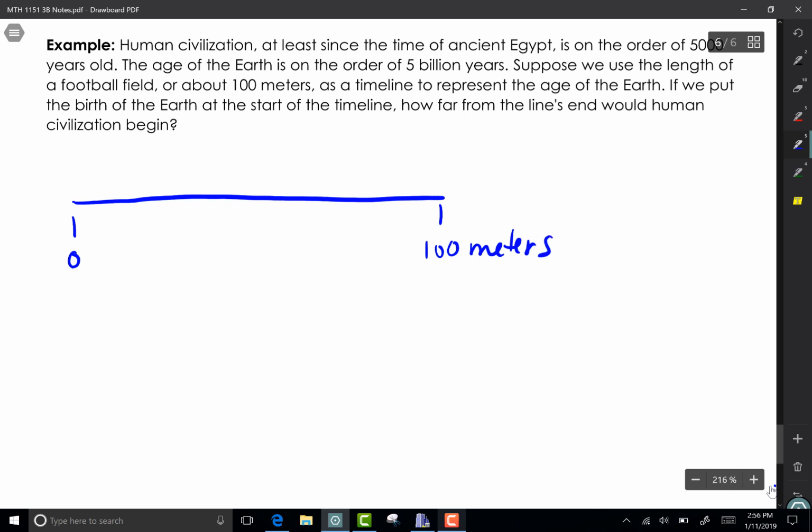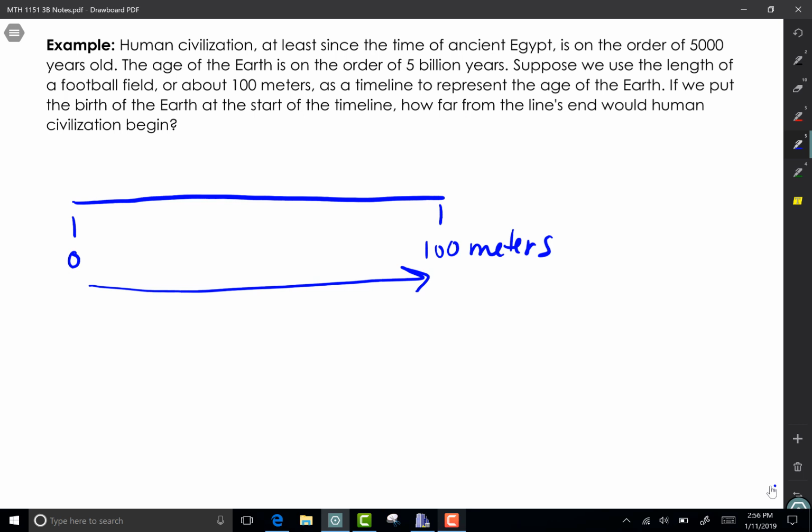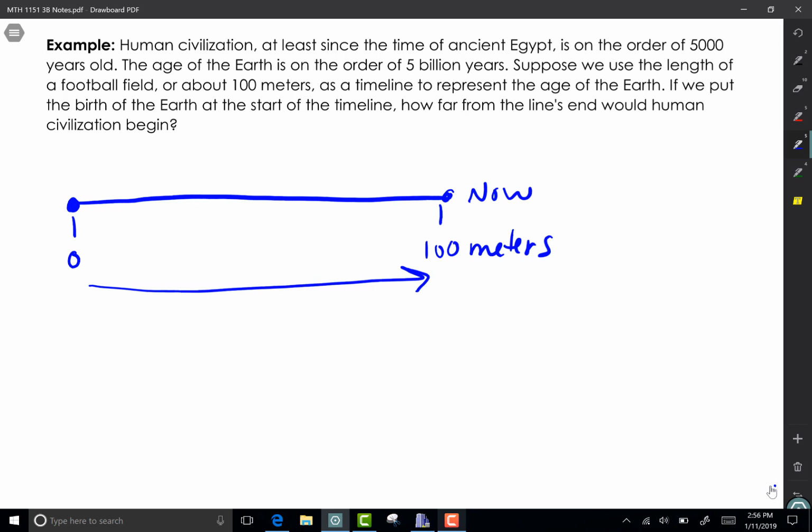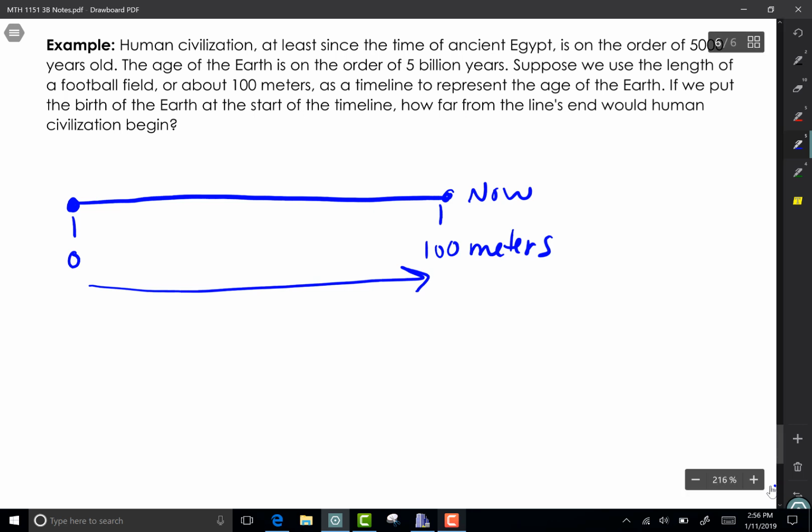approximately. And this is the age of the Earth from here to here. This is the timeline of how old Earth is. We want to figure out if we put the birth of Earth at the start of the timeline, so that would be this, the birth of Earth, and then this would be now. We want to see how far from the line's end would human civilization begin. So where on here, if I start making tick marks, where on here would humans appear?